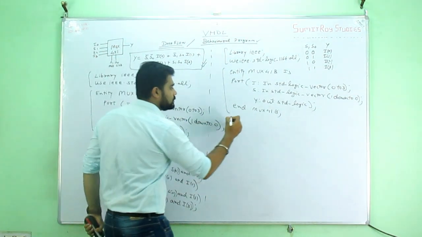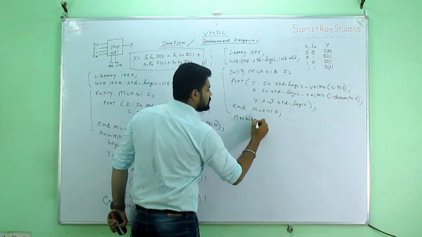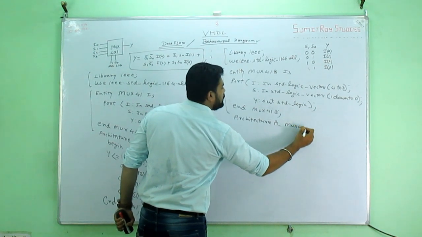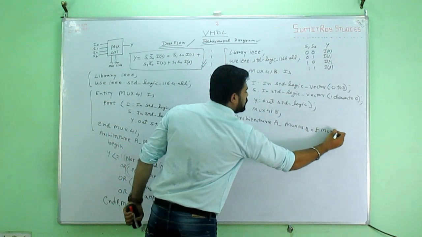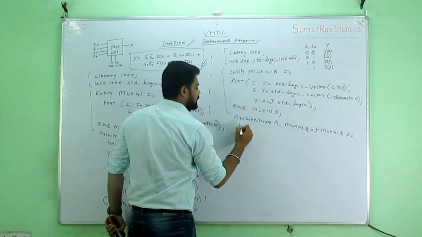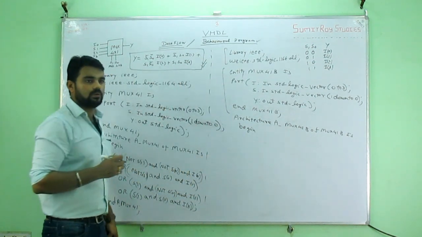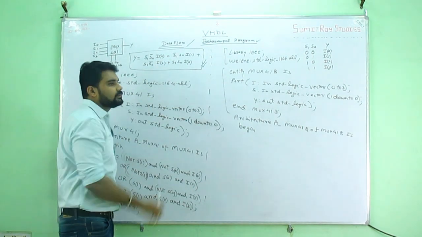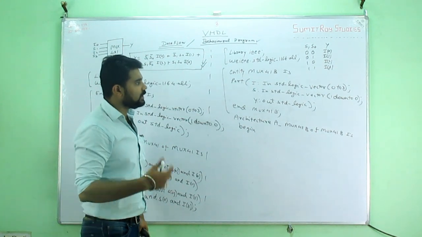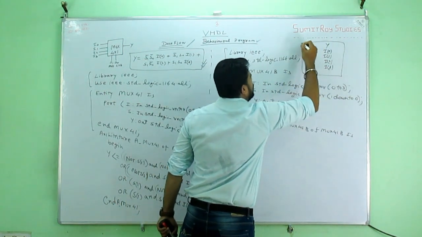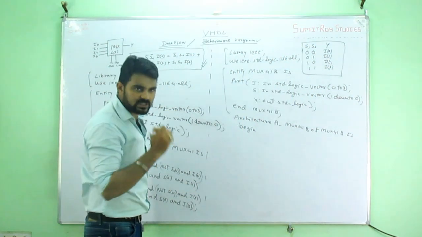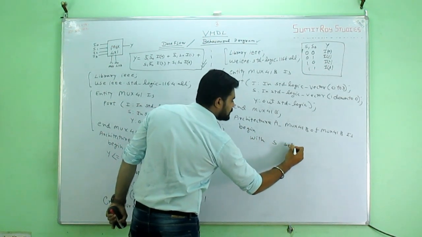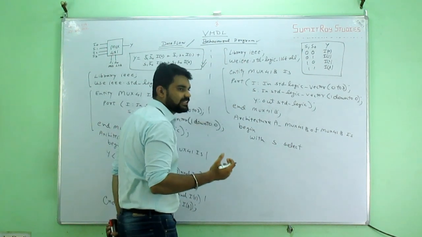Now the architecture. So architecture A_MUX41B of MUX41B is begin. Now we do not have the knowledge of this Boolean expression. We rely on this knowledge of what the behavior is. So based on this knowledge we can write the programming, that is, with s select, meaning s is used as a selector.